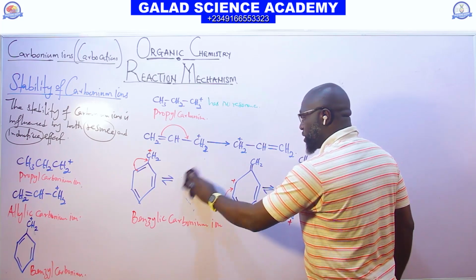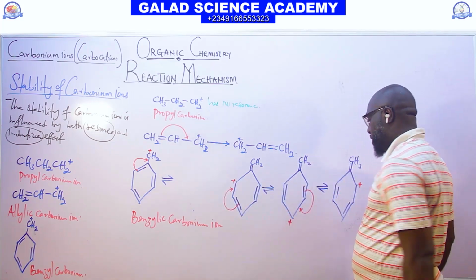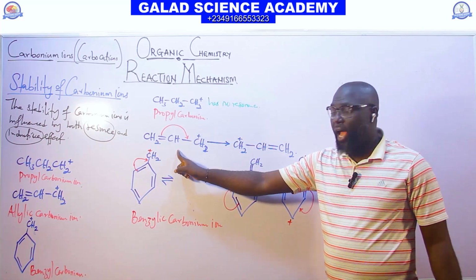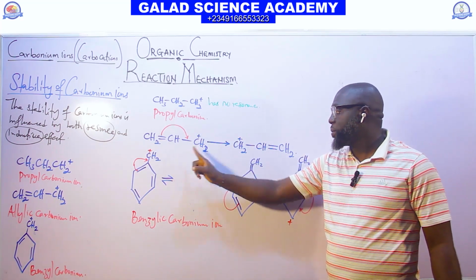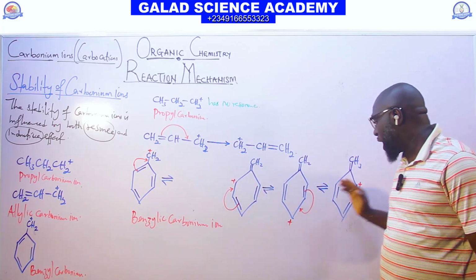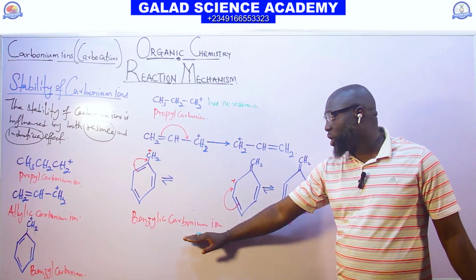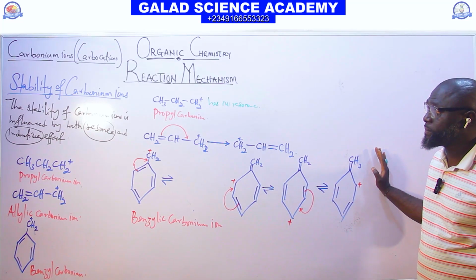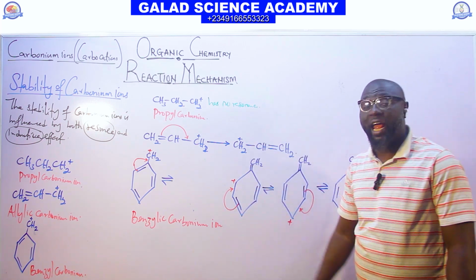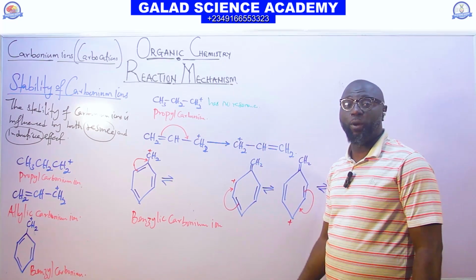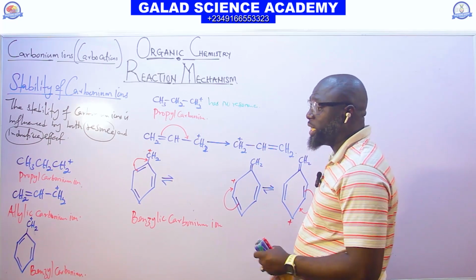It's the same thing with this. Just like I repeated, the allylic carbonium ion has one resonance structure, or 2. But this one has 4. The benzylic carbonium ion is more stable than the allylic carbonium ion. Allylic is more stable than the propyl carbonium ion.